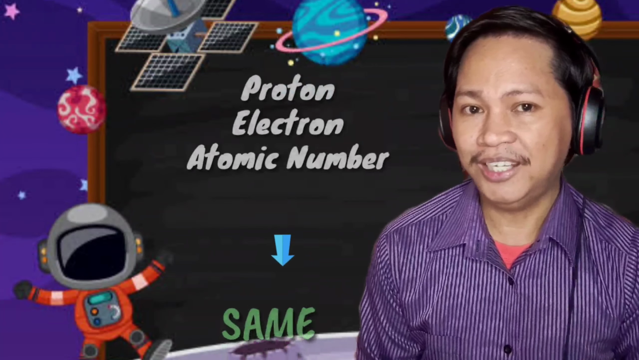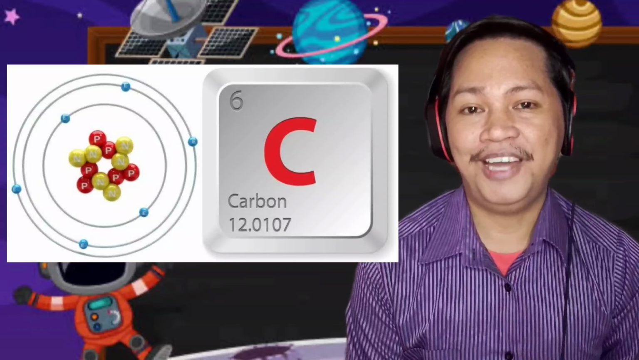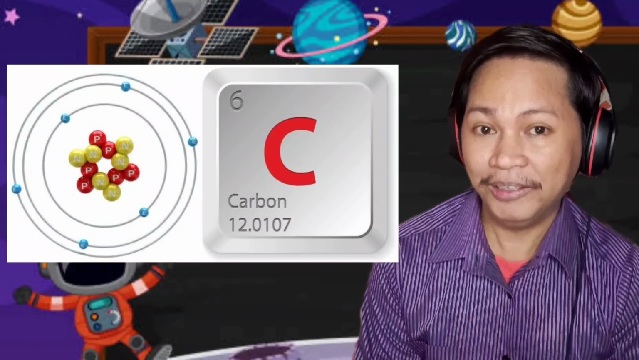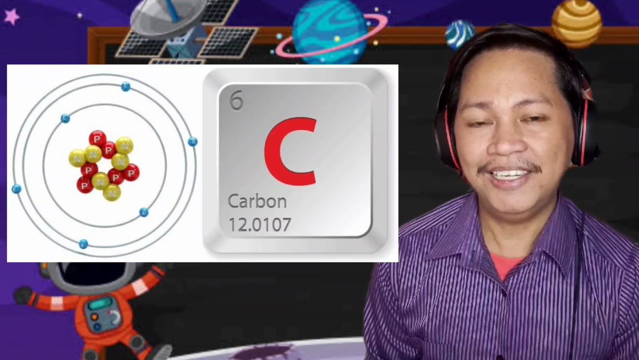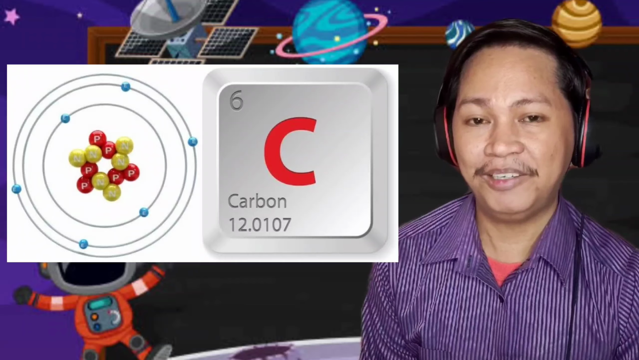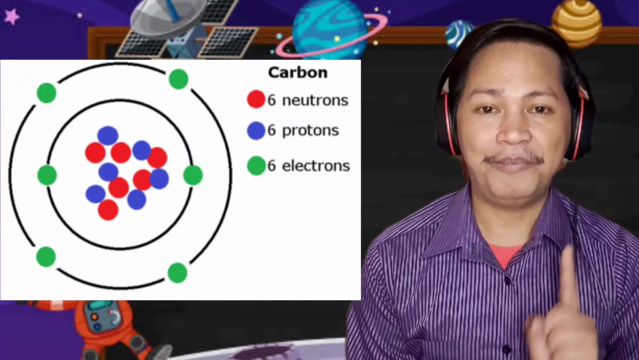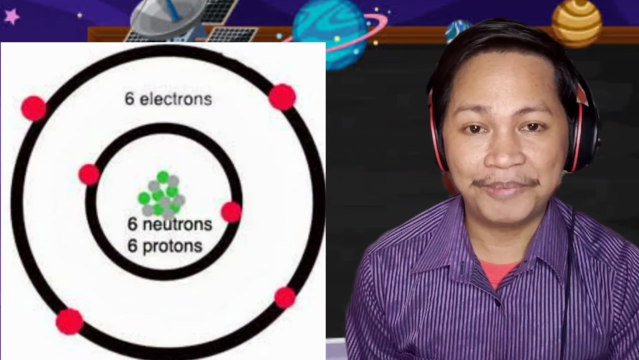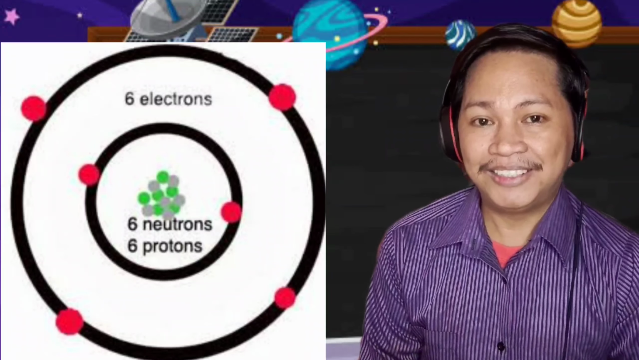So as we all know, if the atom is neutral, protons, electrons, and atomic number are the same. For example, we have carbon atom. As we all know, a carbon atom has an atomic mass of 12 and it has 6 protons and 6 atomic number. So technically, electron is the same because if the atom is said to be neutral, atomic number, the number of protons, and the number of electrons is just the same. So all in all, it has 6.